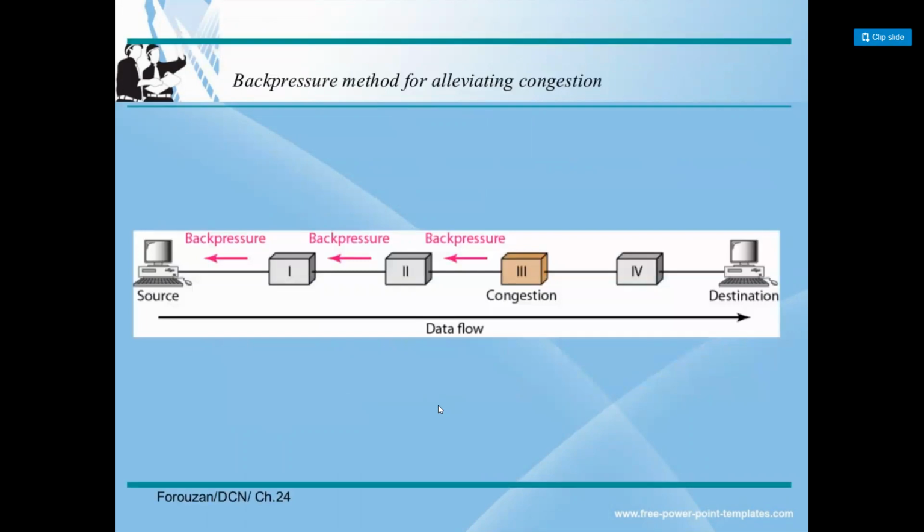See, the first one is the choke packet. Second is explicit congestion notification. In the explicit congestion notification, there is no generation of a new packet. It simply marks or tags a packet and forwards it to the destination. And the third method is back pressure, which we also discussed in the last class.